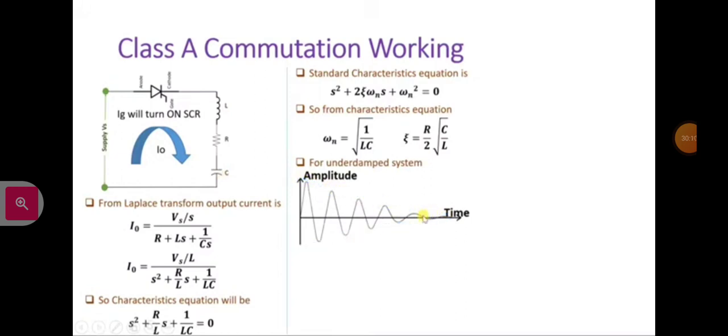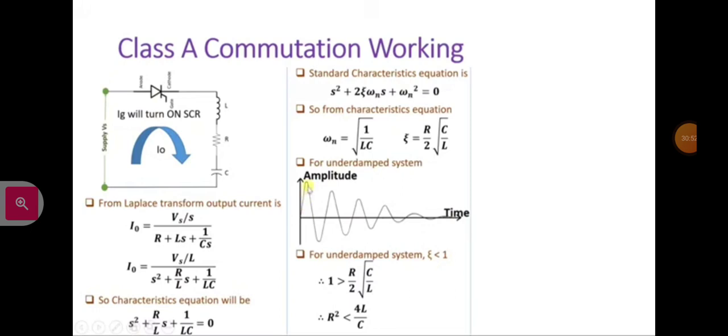Now for an underdamped system, as we know, the value of zeta should be less than 1. So if you consider the value of zeta less than 1 for an underdamped system, we can say this term is less than 1. As this term is less than 1, we get the condition for stability with an underdamped system, and that condition is R square should be less than 4L by C. So if you choose R, L, C with this relationship, then we have an underdamped system, and that underdamped system will turn off this SCR.